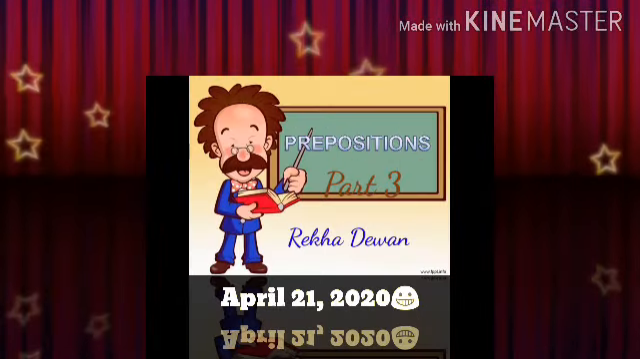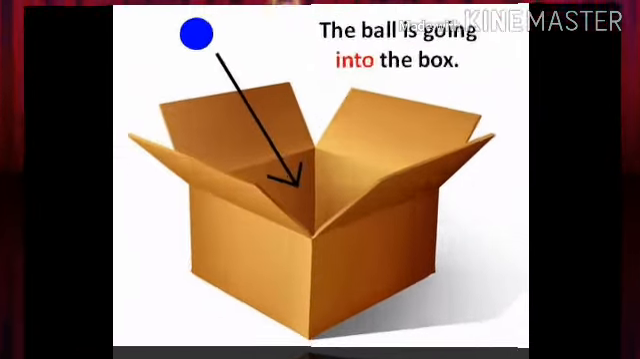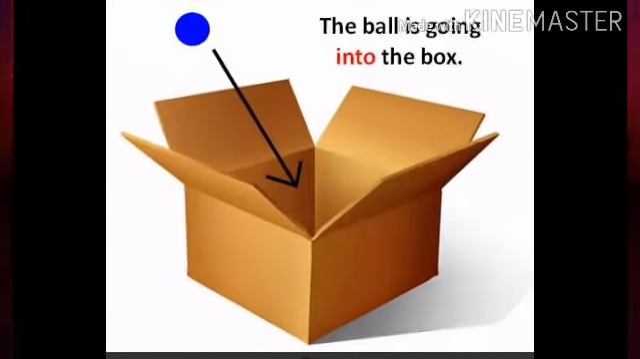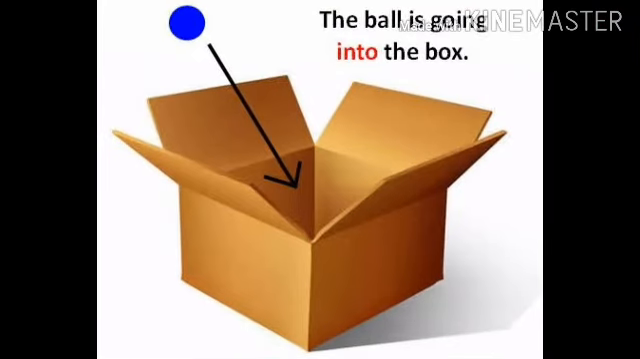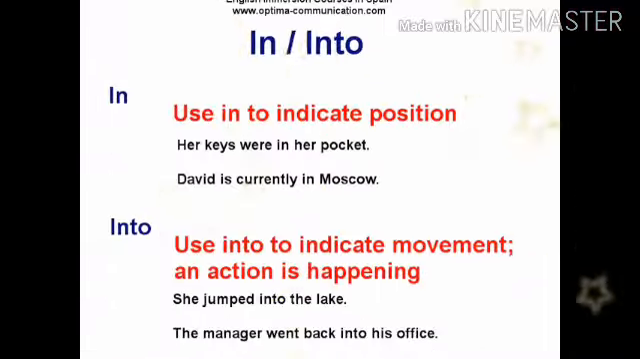Let's begin with part 3 of prepositions. Look at the given picture. Here you can clearly understand that the ball is entering into the box. And why not in the box? The reason is, into is used when there is motion. It is used to indicate movement when an action is happening.